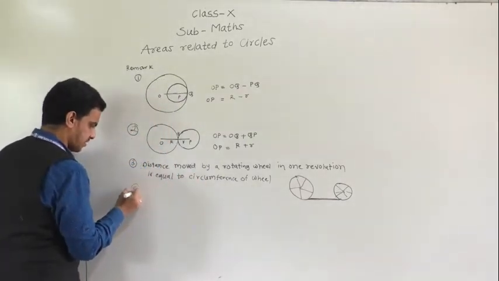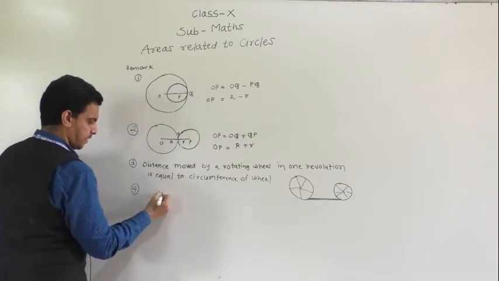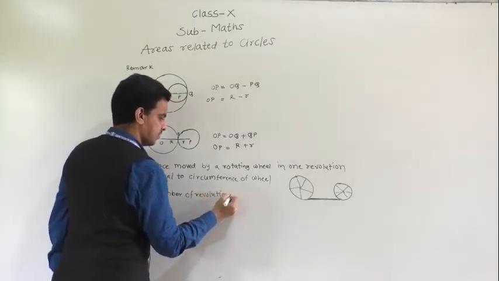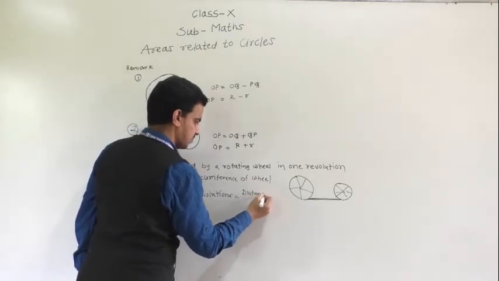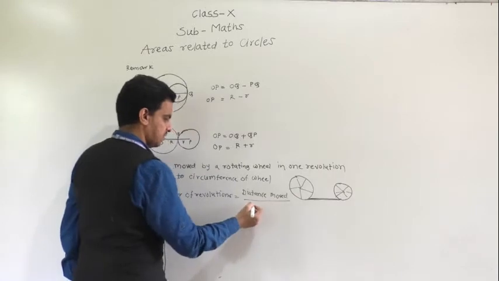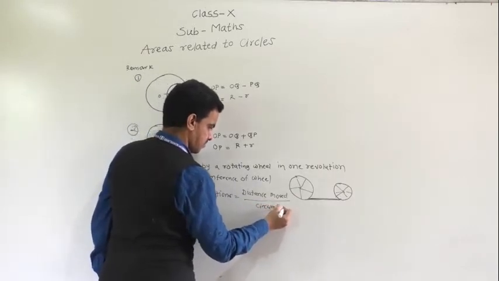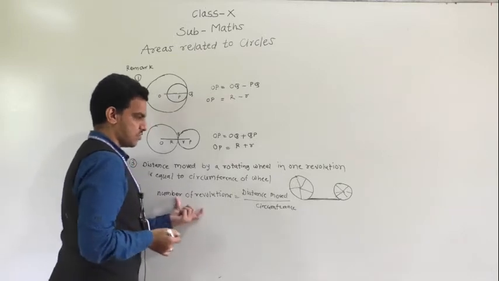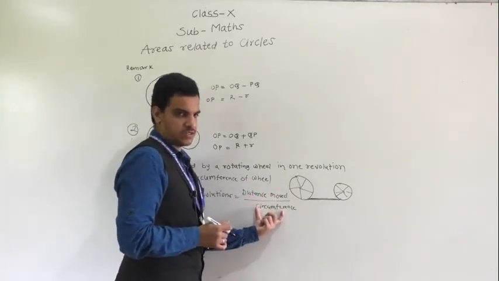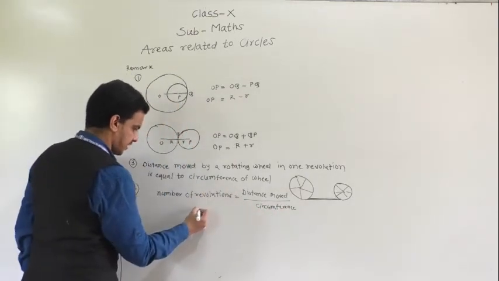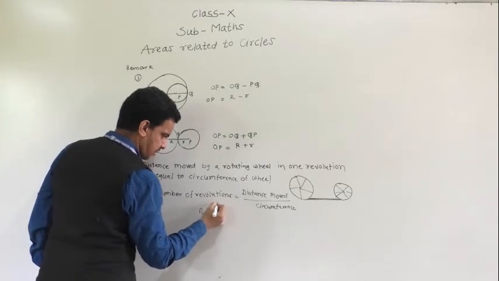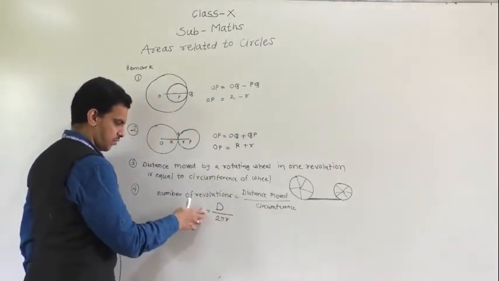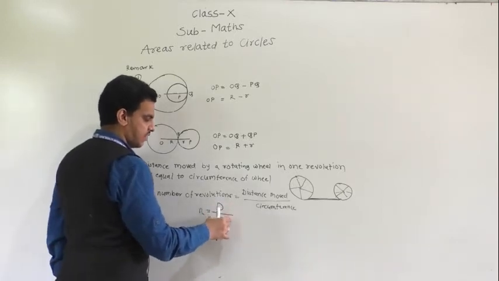From this remark we get a formula: number of revolutions is equal to distance moved divided by circumference. Whether it is revolutions in 1 minute or 1 hour, the number of revolutions is equal to the distance divided by the circumference. In short, n is equal to distance, denoted by capital D, divided by the circumference 2 pi r.